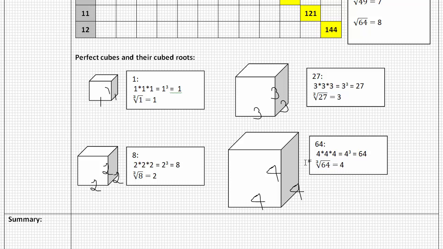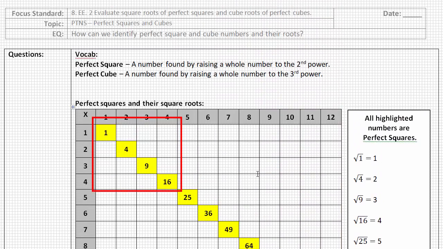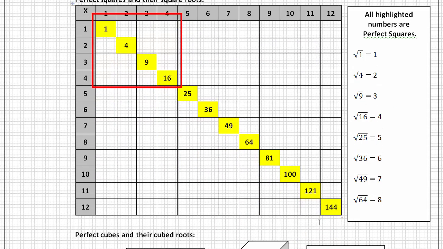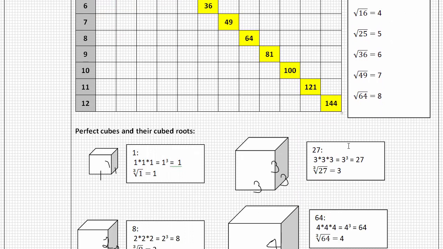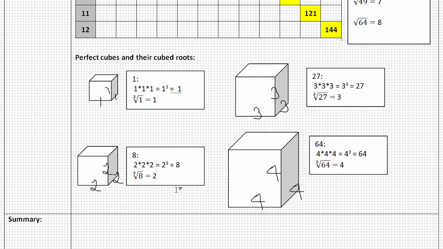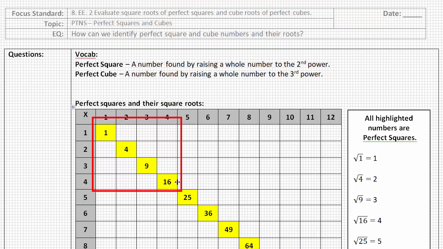For 8th grade math standards, they are asking that we memorize and easily evaluate the first square roots and their perfect squares, and the first cube roots and their perfect cubes. So these are numbers that you will want to be familiar with to be able to quickly find square roots and cube roots of numbers. Please make sure that your notes are complete, and we will continue to work with these numbers in class.